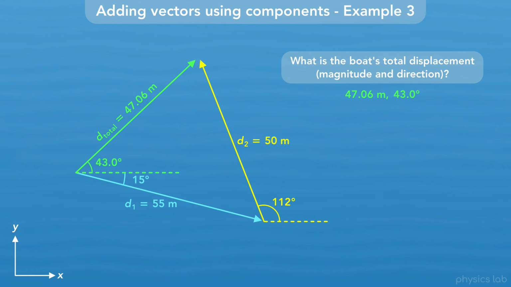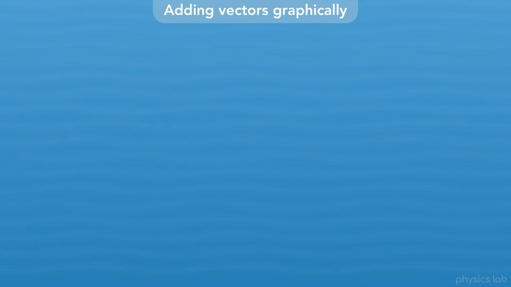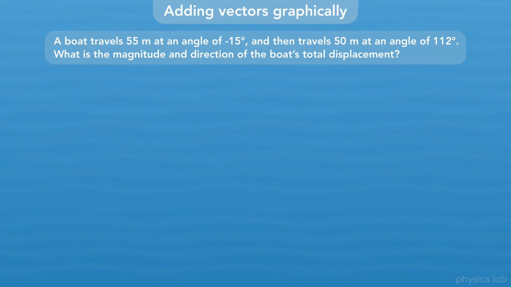Those are some examples of how we add vectors by using components. Now let's talk about adding vectors graphically using the tip-to-tail method. In the examples we did, the vectors were already drawn for us, but most of the time we're going to be given a word problem like this.